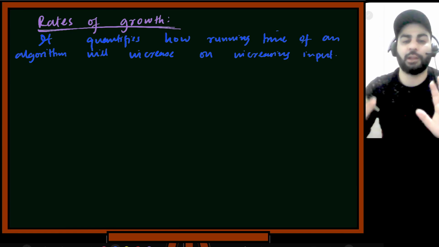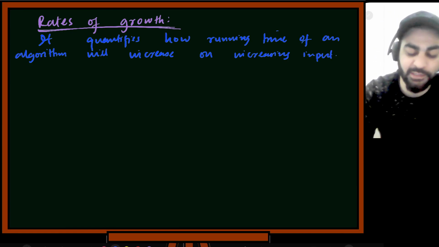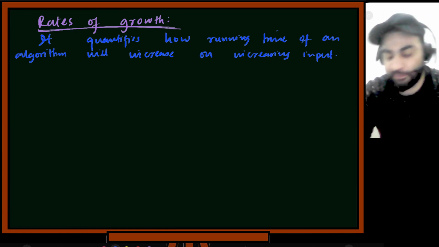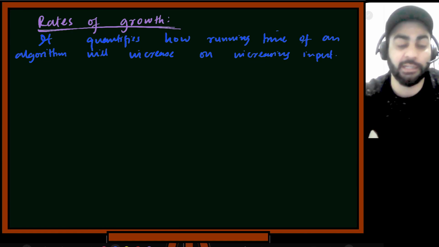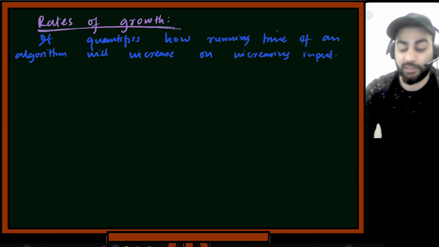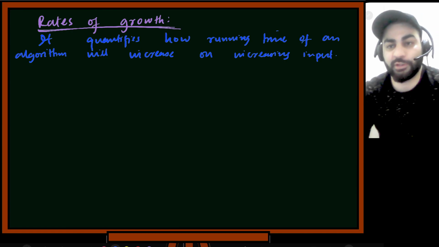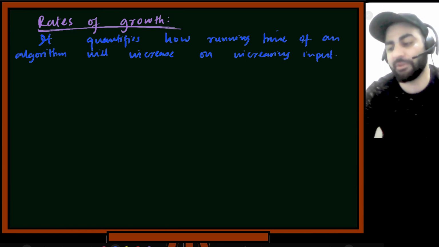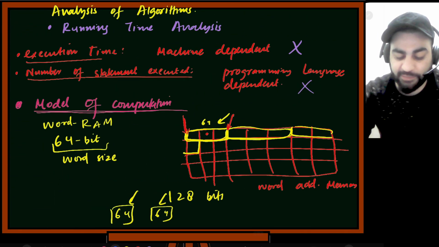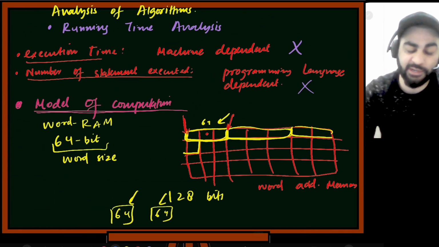Okay, now please focus here more, because this is the main crux. Whatever I taught you so far is because of this. I wanted you to understand this rate of growth. If you increase input, how will the running time of an algorithm increase? Mathematically, we should not be machine dependent. If we are machine dependent, then there is a problem: different machines will give different execution times.